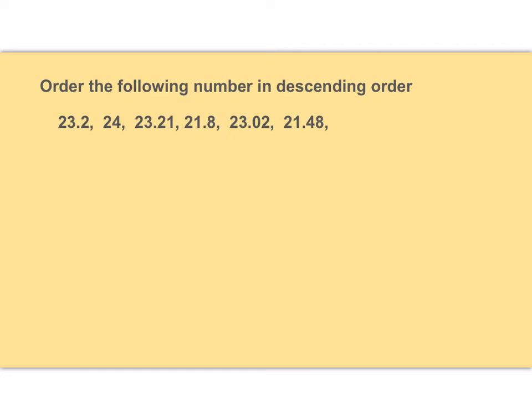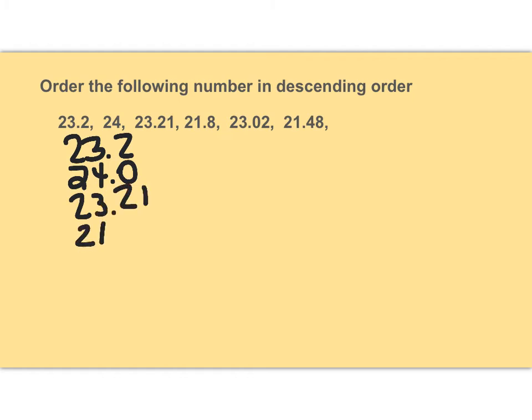We're going to order the following numbers in descending order. I'm going to line up my decimals. It looks like they're all positives, so I'm going to rewrite them. That's 23 and 2/10, 24 and 0/10, 23 and 21 hundredths, 21 and 8/10, 23 and 2/10, 21 and 48 hundredths.